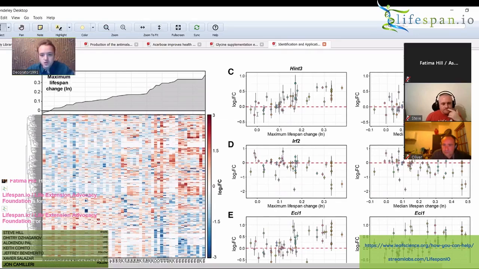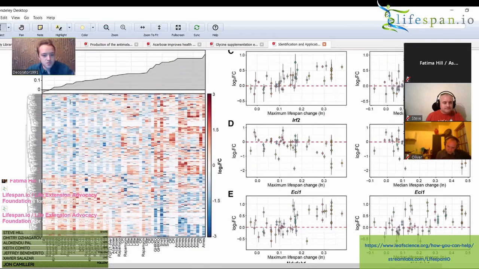And here you can see that on average, the higher this gene activates in response to intervention, the more is the effect on the lifespan. So this is a positive association. For the gene IRF2, which is an interferon related gene, you have the opposite picture. The lower activation you have, the higher is lifespan. So it's the opposite effect.